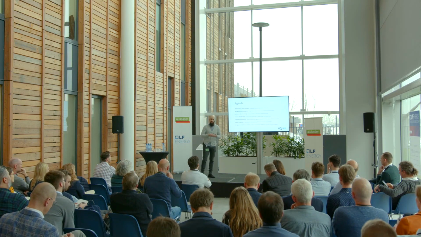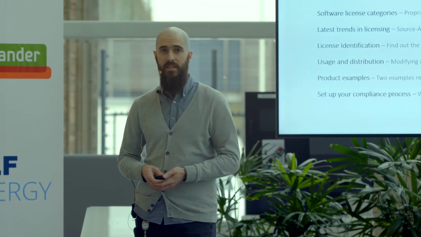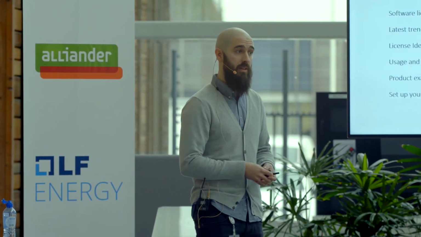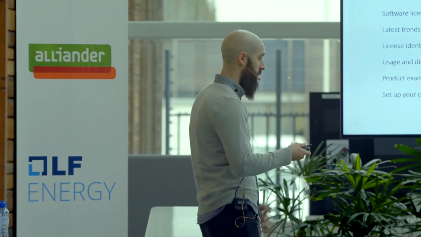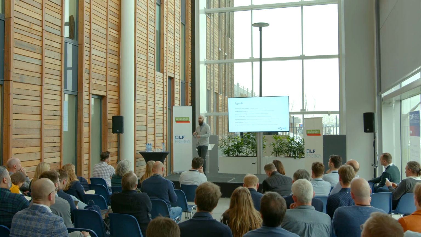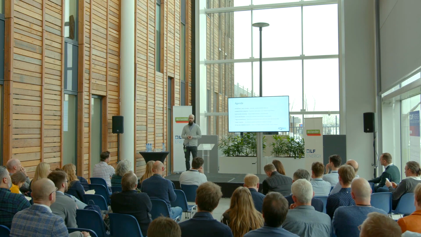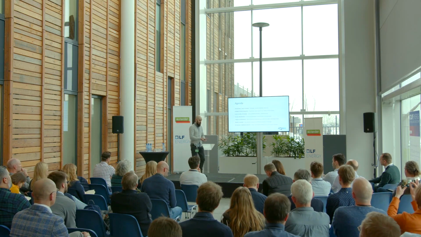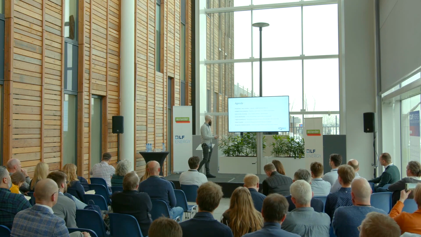Then I'll talk about the new trend in open source licensing, which is source available licenses. It's very recent. Actually, it's the first time that I get to talk about this. I've done this talk many times, but this is the first time I've brought in this new section on source available software. I'll also talk about how you identify the license of the software that you're using. It can be tricky sometimes.